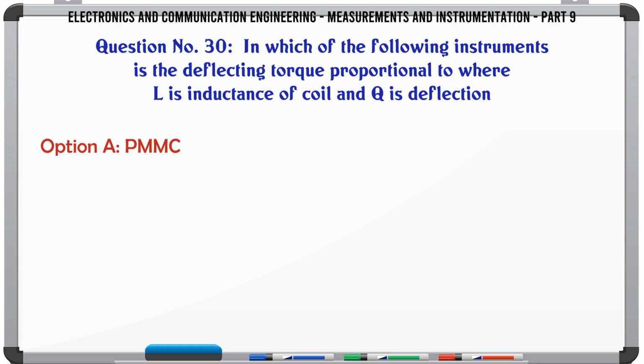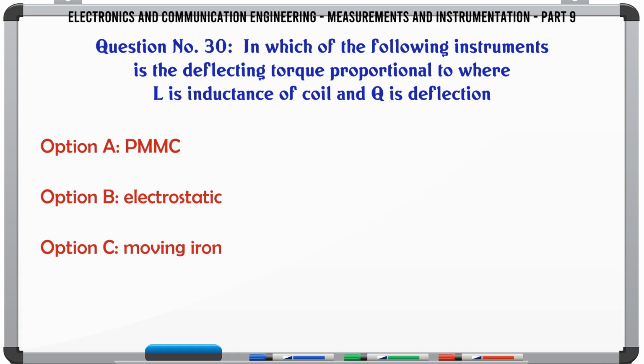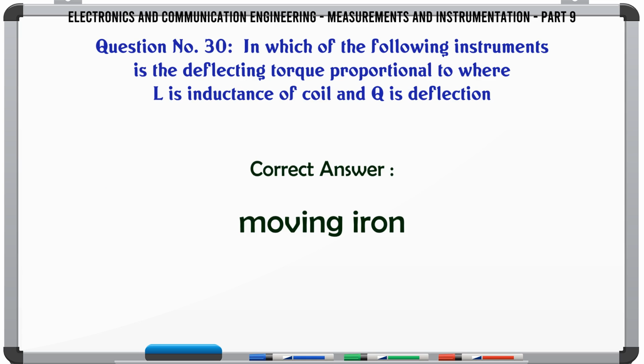In which of the following instruments is the deflecting torque proportional to dL/dθ, where L is inductance of coil and θ is deflection? A. PMMC, B. Electrostatic, C. Moving iron, D. Both A and B. The correct answer is moving iron.